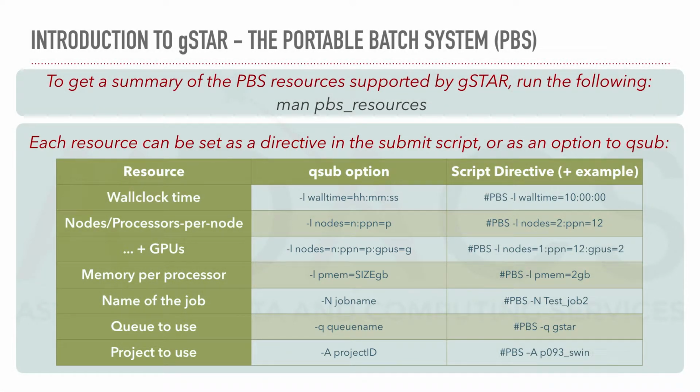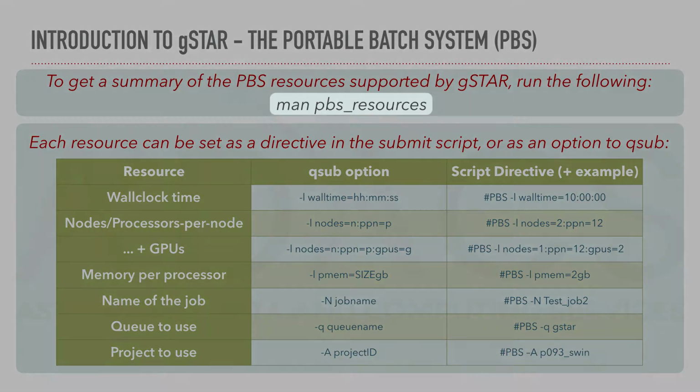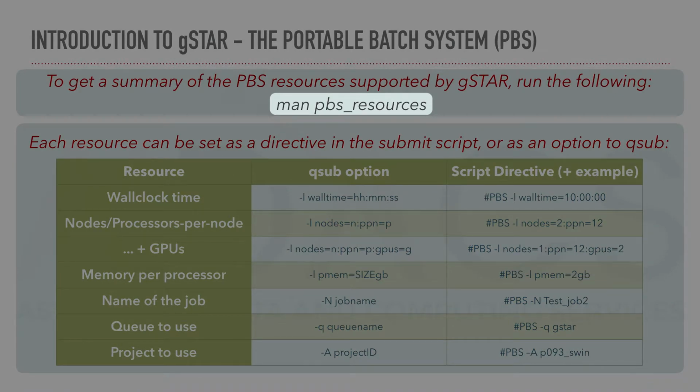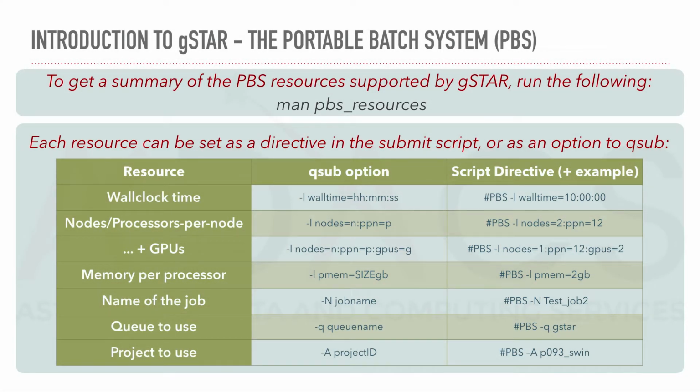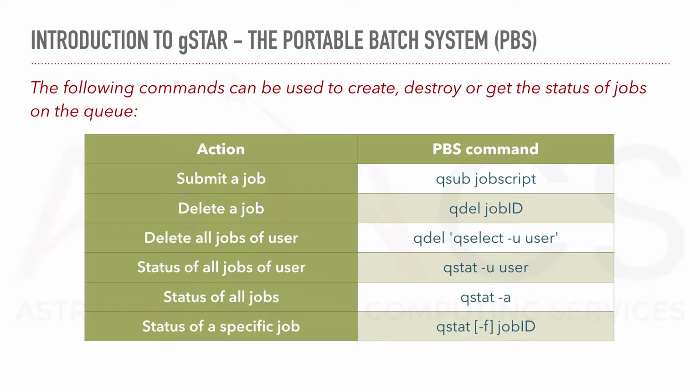This table lists the most common resources users will need to set for their jobs. A complete list of PBS resources supported on gSTAR can be obtained by running man pbs_resources. Interaction with the queue system consists of submitting, deleting, and getting the status of jobs. This table lists the shell commands that perform each of these operations. Let's see how this works.